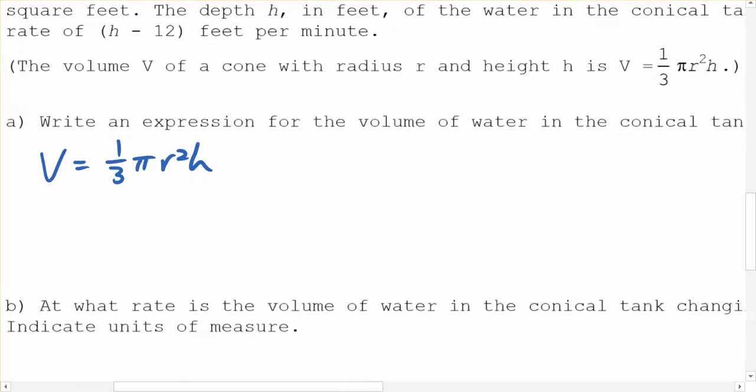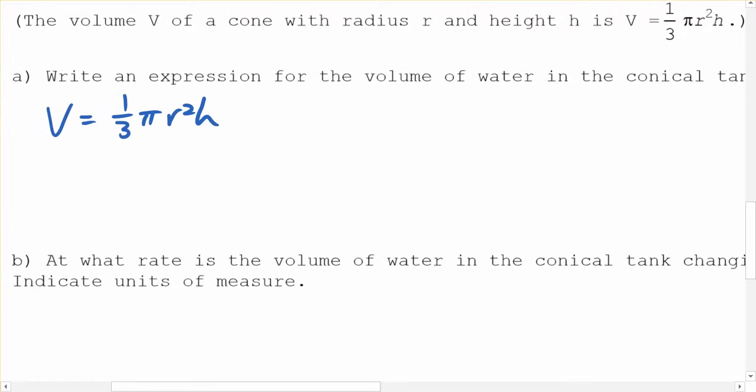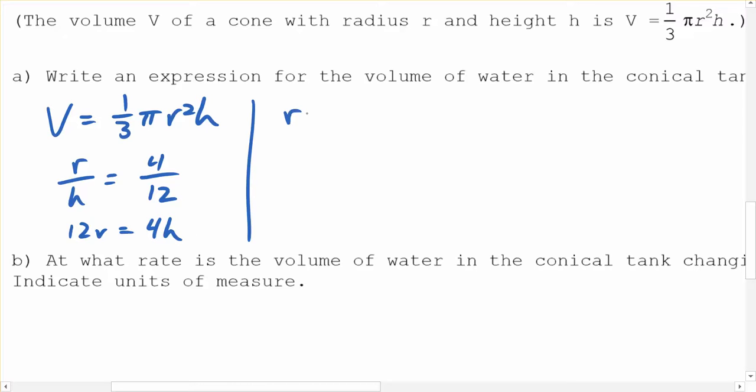This question asks, write an expression for the volume of water in the conical tank as a function of h. Is that just in terms of h? No, you know from the diagram that r over h is equal to 4 over 12. Right? Yep. So you cross multiply and you get 12r is equal to 4h. So what does r equal?